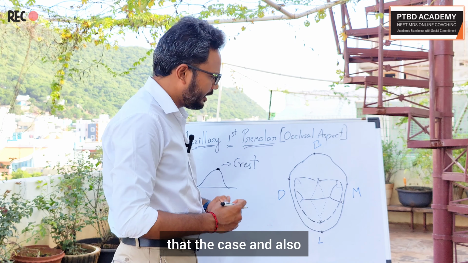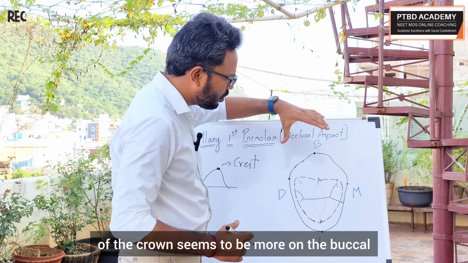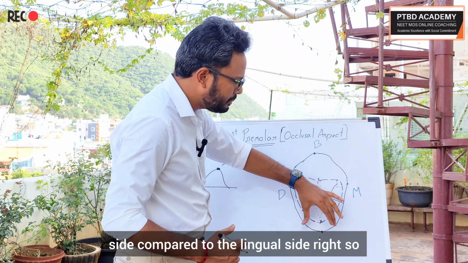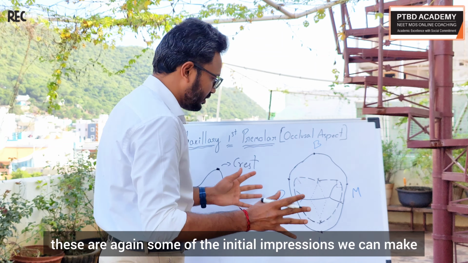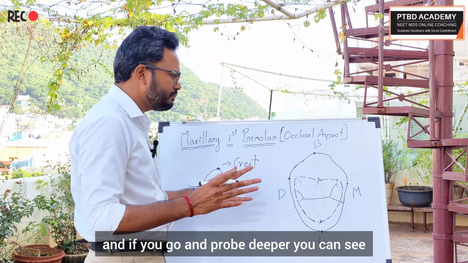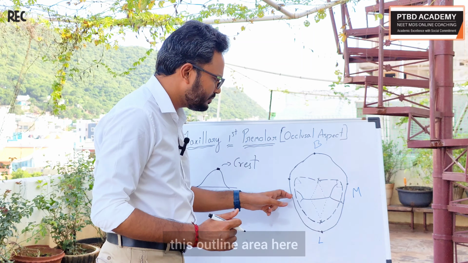Isn't that the case? And also if you see the width of the crown seems to be more on the buccal side compared to the lingual side, right? So these are again some of the initial impressions we can make. And if you go and probe deeper, you can see this outline area here.